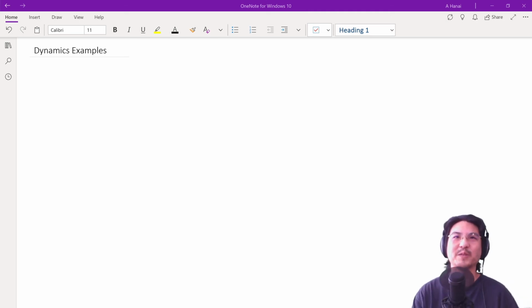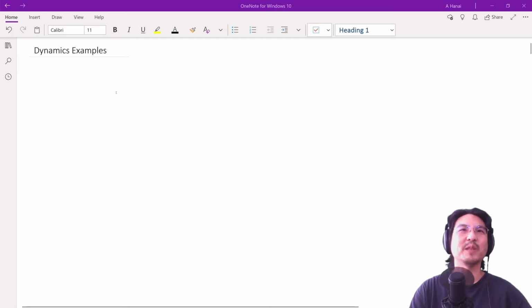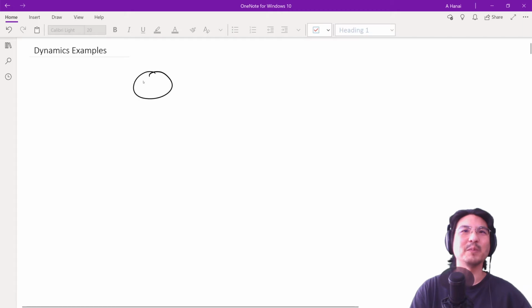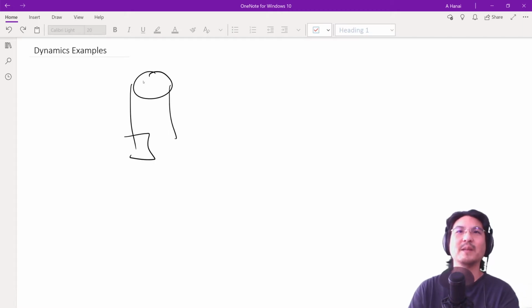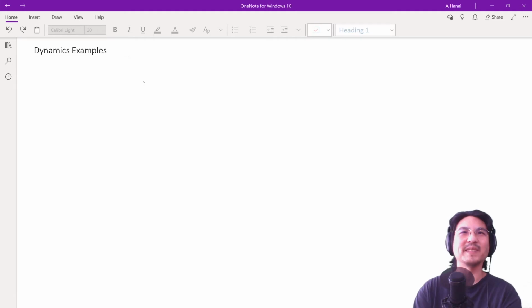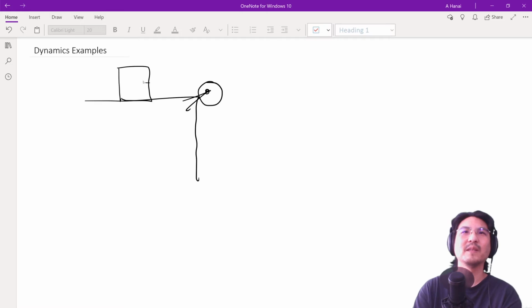Everybody, let's do some examples of some dynamics problems. So let's continue with the Atwood's machine theme. That's the one with the pulley and then the two blocks. But let's modify it. Let's say there's a surface and the pulley's here. I put a block over here connected by a string that goes to a block over here.